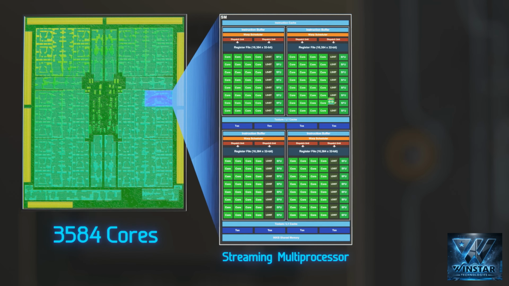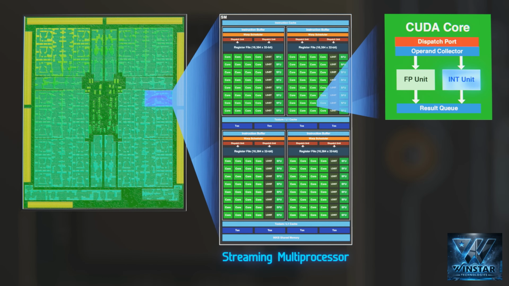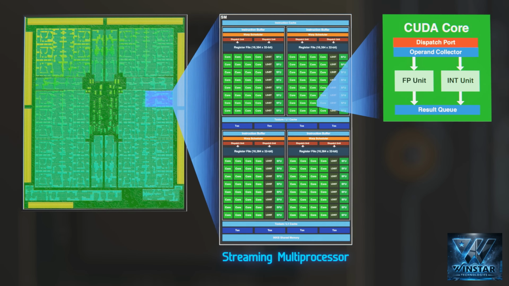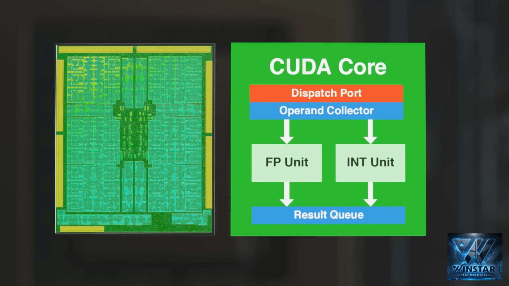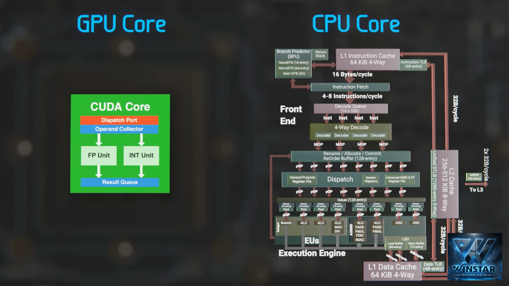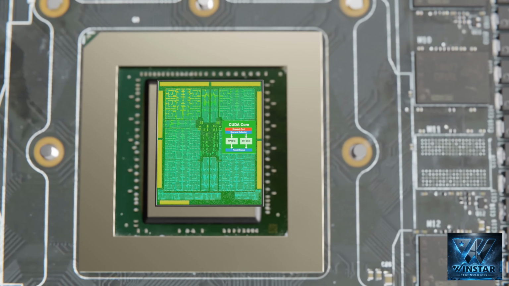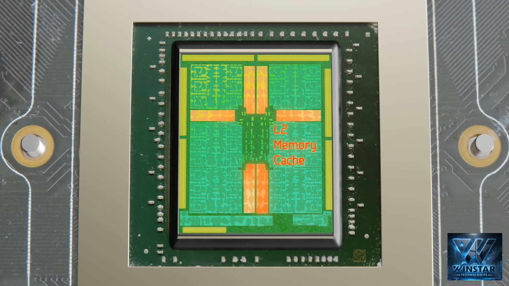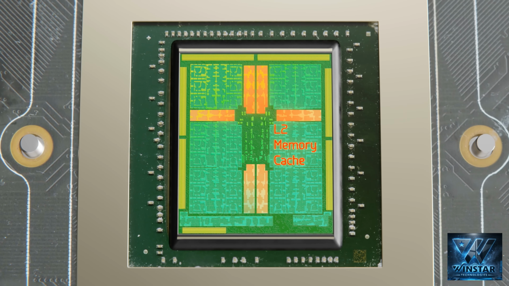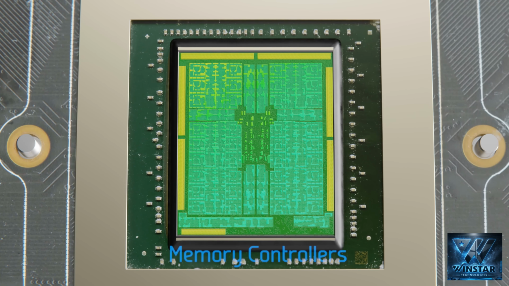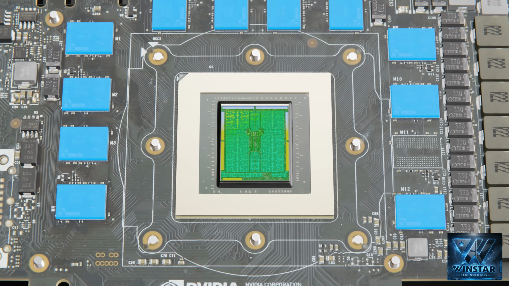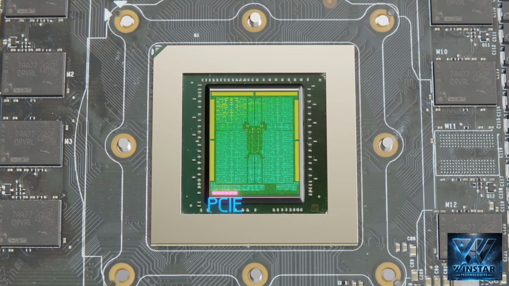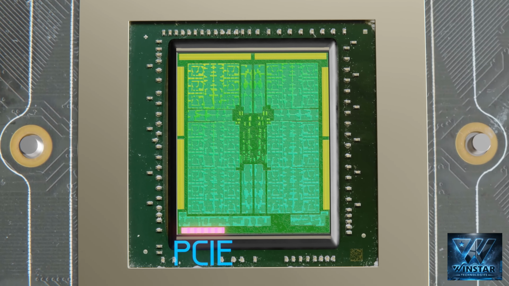3,584 cores. Each core has sections for integer and floating point arithmetic, and sections for queuing in the operands and collecting the results, and is far simpler than a CPU core. Additionally, on the die is an L2 memory cache, shared among all the graphics processing clusters, a set of memory controllers that connect to the VRAM located around the processor, and a PCIe interface for connecting to the CPU.